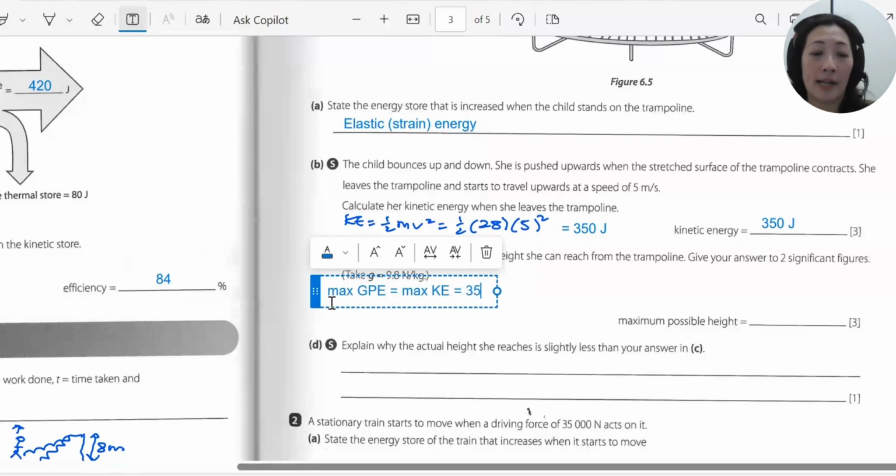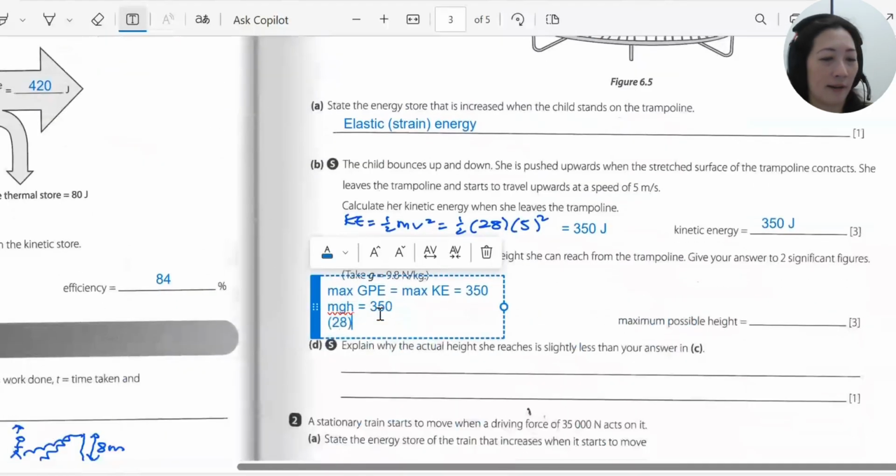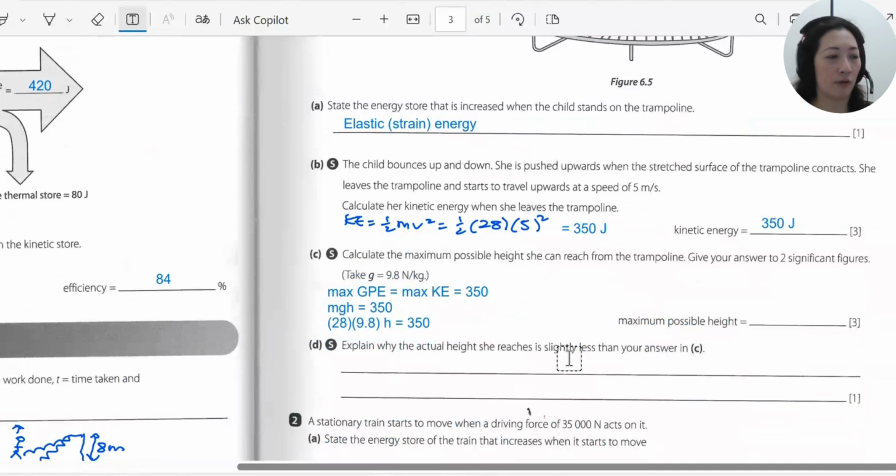That's equal to the value you calculated in B. So that's equal to 350. The formula for gravitational potential energy, of course, is mgh. So this will be equal to 350. When you do the substitution here, m is 28, right? Yeah, so 28. g is, of course, 9.8, and h is unknown, but you know the total is equal to 350. So when you solve this, you will get a value of 1.28 meters.